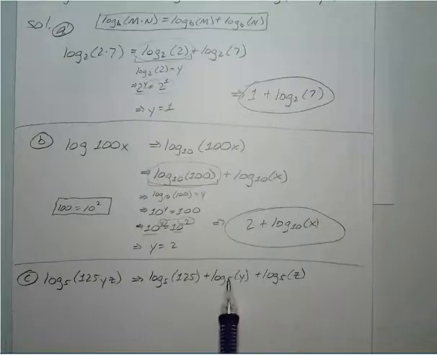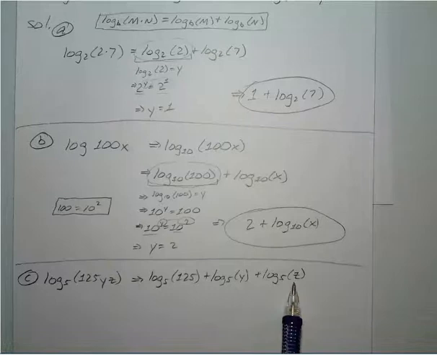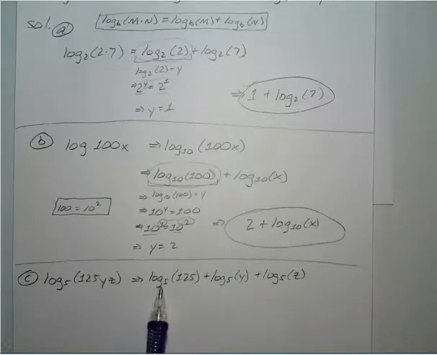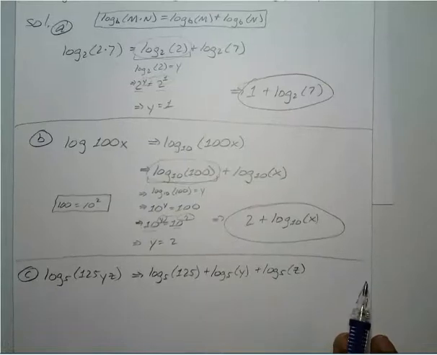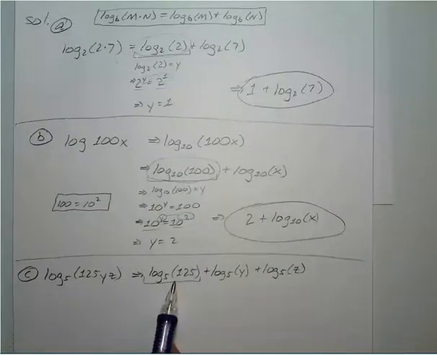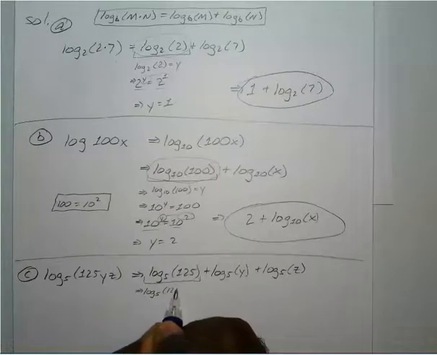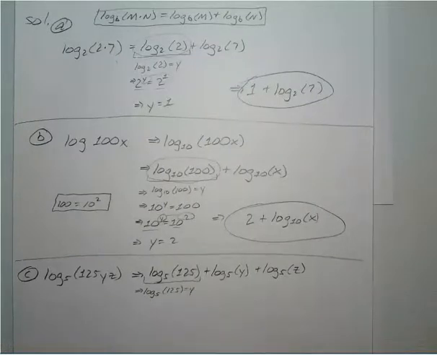Now, when you have a log of an actual numerical value with a variable, it can't really be simplified. At least those two can't be simplified. But this one can be simplified. Just like before, we're going to make log base 5 of 125 equal to y.